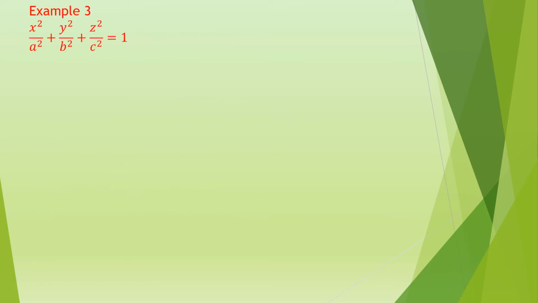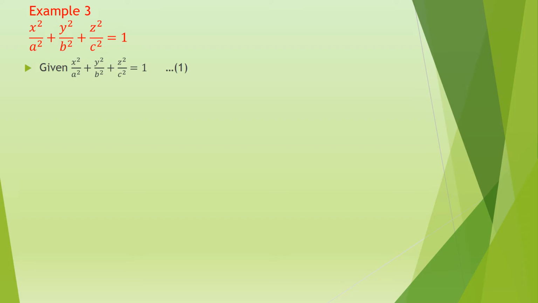Now let me explain another example. x square by a square plus y square by b square plus z square by c square equal to 1. In previous examples, we had only two constants a and b, but here we have three constants: one is a, another is b, and another is c. Whenever we have three constants, just differentiating partially with respect to x and y is not sufficient. Whenever we have more than two constants, we have to go for higher order partial derivatives.